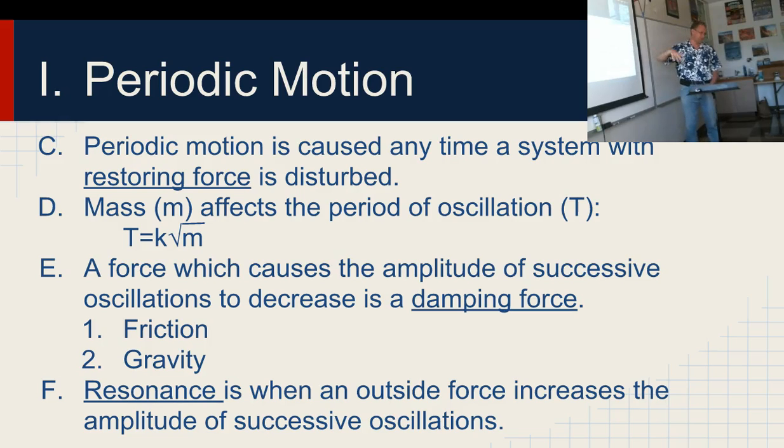But damping forces slow down oscillating systems. So in the real world, nothing goes forever. And then resonance is when an outside force increases the amplitude of successive oscillations. This is when you push your little brother. Little brother's on the swing, you let him go, and then the next time he comes up to you, you go like this. And the reason you did that is because you're adding some more energy to his oscillation so that the friction in the chain and the friction in the hinges and the air resistance and gravity, you're adding a little more energy to that every time so that he keeps swinging, right?